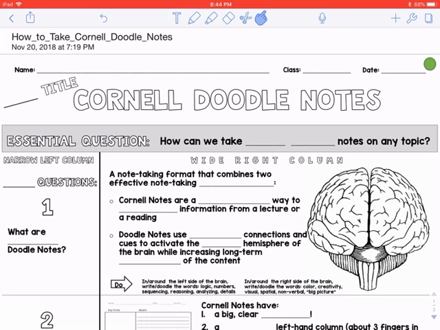So for these notes, I want you to feel free to make this as colorful as you would like to or not, and use Notability to help you in that. You're also going to have the option to do this on paper and pencil and use color pencils or markers. But for today, we're going to see how doodle noting works with Cornell notes. And so our essential question is, how can we take Cornell doodle notes on any topic?